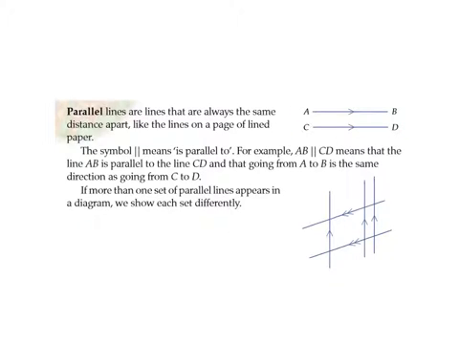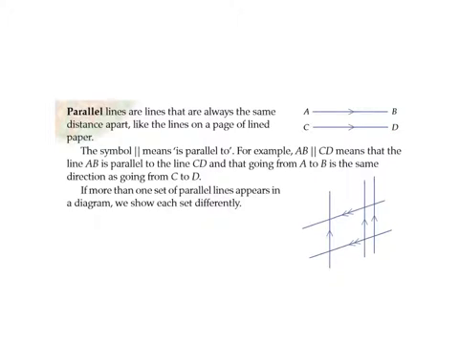So what the notes say is parallel lines are always the same distance apart, like the lines of a page of lined paper. The symbol, so that symbol with those two lines means it's parallel to. For example, AB, can you see the line AB is parallel to CD. Means the line AB is parallel to CD, and that going from A to B is the same direction as going from C to D.